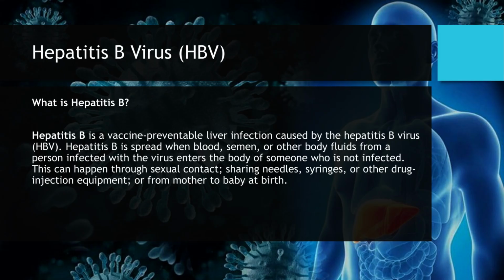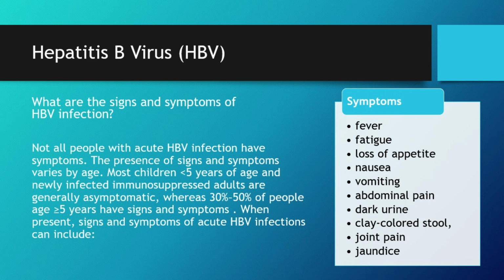What is hepatitis B? Hepatitis B is a vaccine-preventable liver infection caused by the hepatitis B virus, HBV. Hepatitis B is spread when blood, semen, or other body fluids from a person infected with the virus enters the body of someone who is not infected. This can happen through sexual contact, sharing needles, syringes, or other drug injection equipment, or from mother to baby at birth.